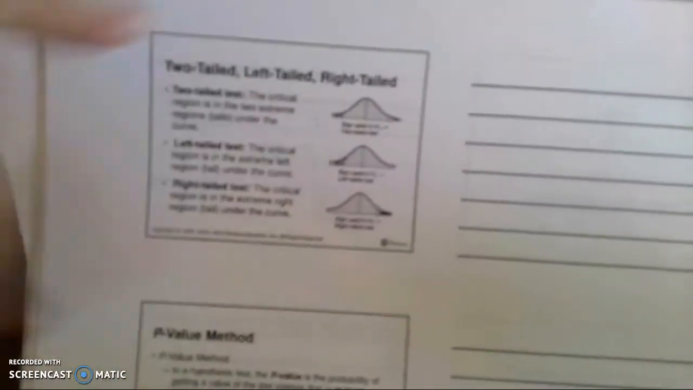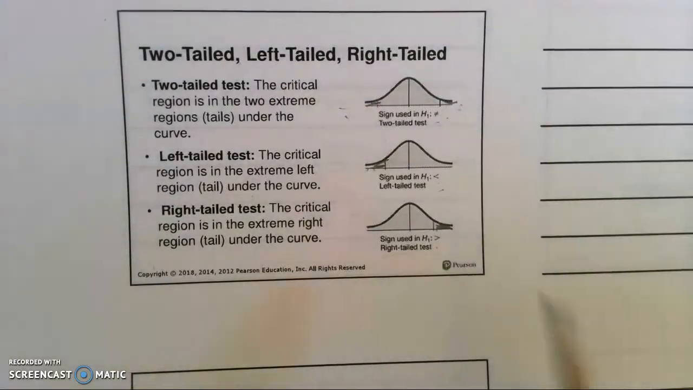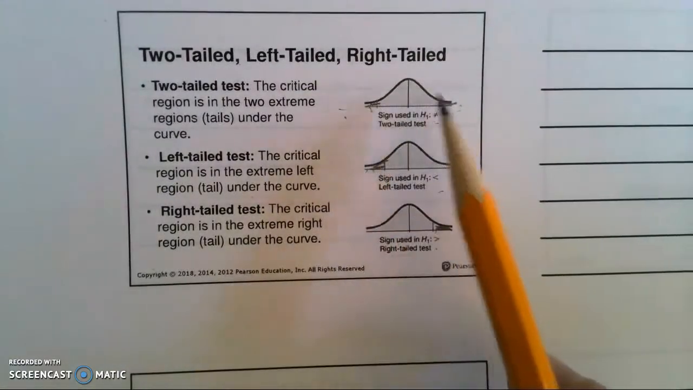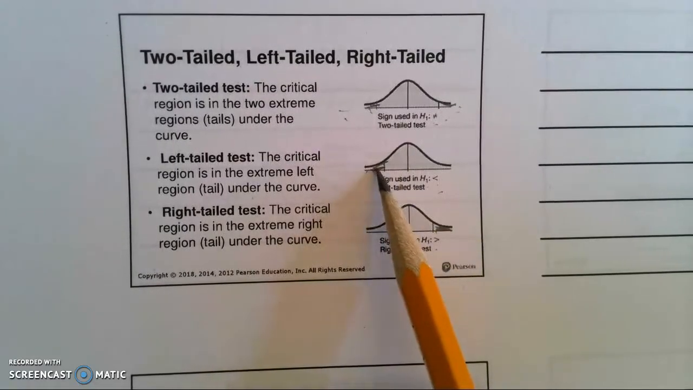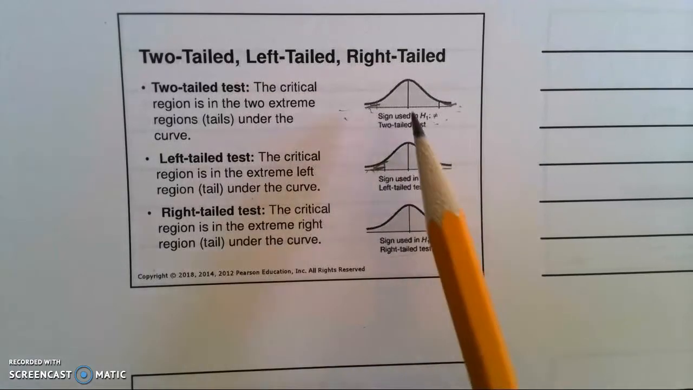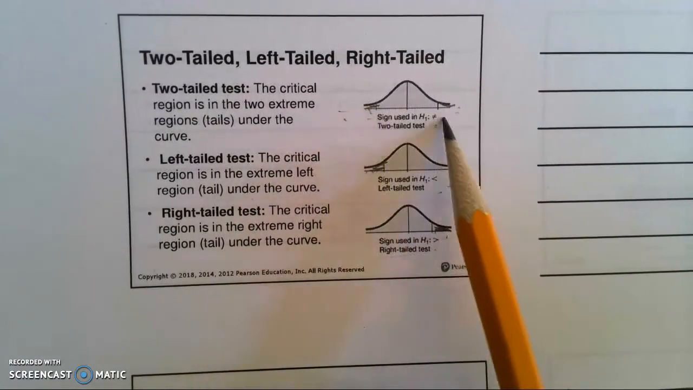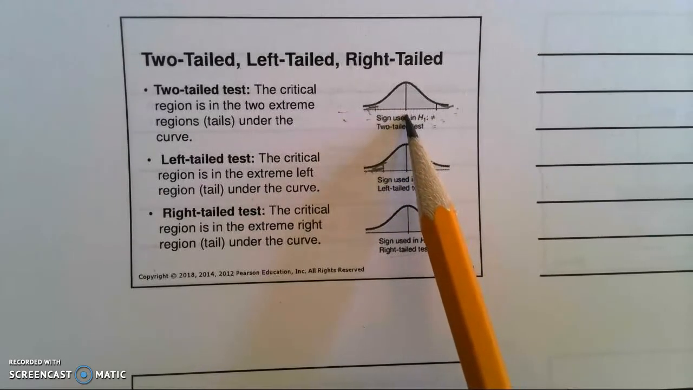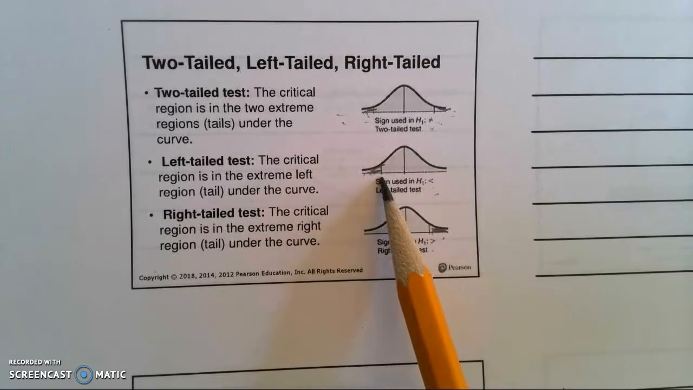I'm just going to zoom in here so you can see it better. If the alternative is not equal to, that means you have two tails. If it's less than, you have one tail. And if it's greater than, you have a tail on the right. In this case, you're going to have two critical values. One's going to be negative, one's going to be positive, because zero's in the middle when you talk about standard normal. If it's left-tailed, your critical value is the number right here.